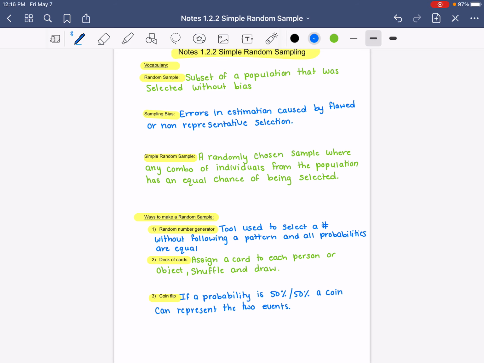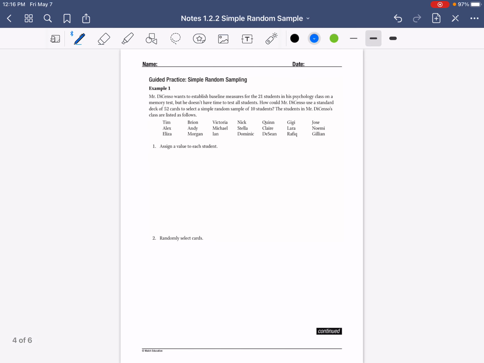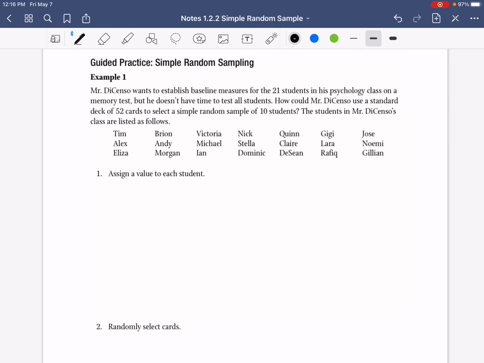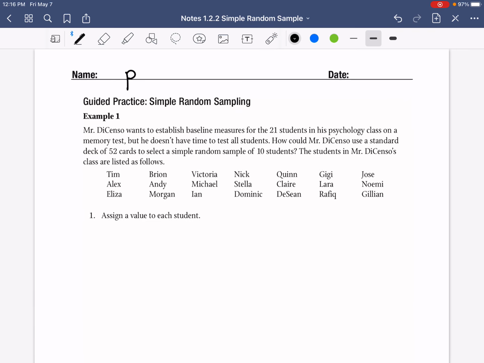Okay, so we're gonna go ahead and go to our example page in our workbook. This is on page 61. We're on Unit 1 of our workbook, page 61. So example 1, Mr. DeCenso wants to establish baseline measures for the 21 students in a psychology class on a memory test, but he doesn't have time to test all students. How could Mr. DeCenso use a standard deck of 52 cards to select a simple random sample of 10 students? The students in Mr. DeCenso's class are listed as follows.